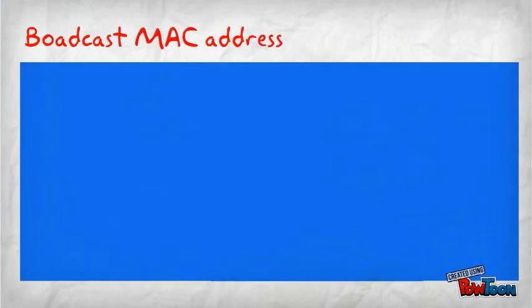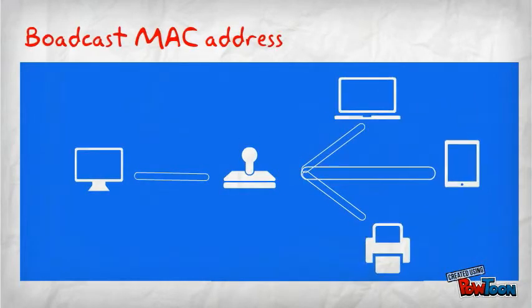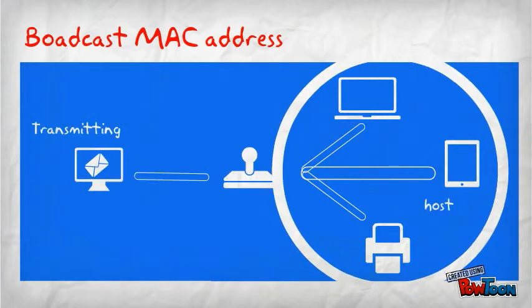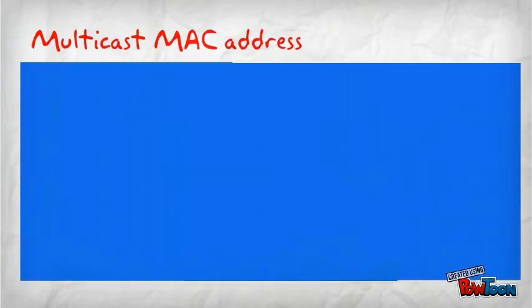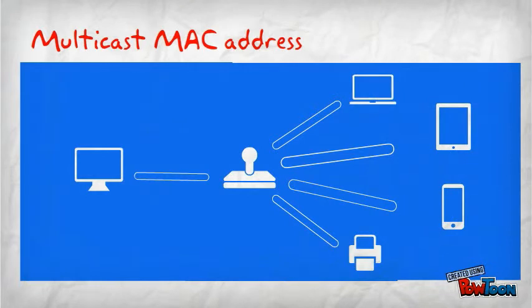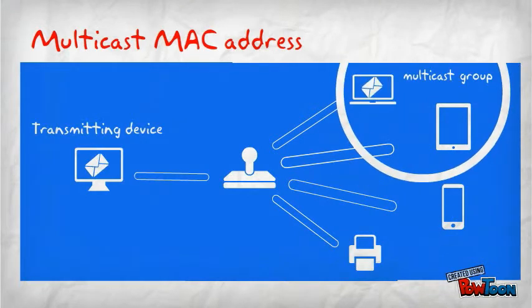Broadcast MAC address. A broadcast packet contains a destination address that has all ones in the host portion. This numbering in the address means that all hosts on a local network broadcast domain will receive and process the packet. Multicast MAC address. A multicast address allows a source device to send a packet to a group of devices. Devices that belong to a multicast group are assigned a multicast group IP address.